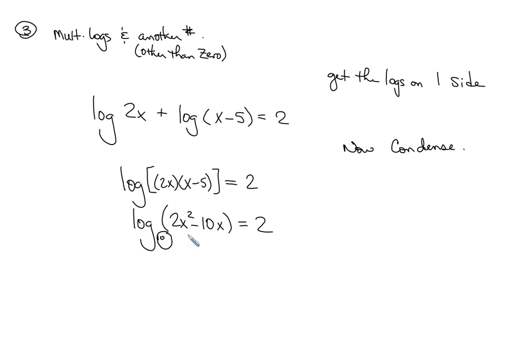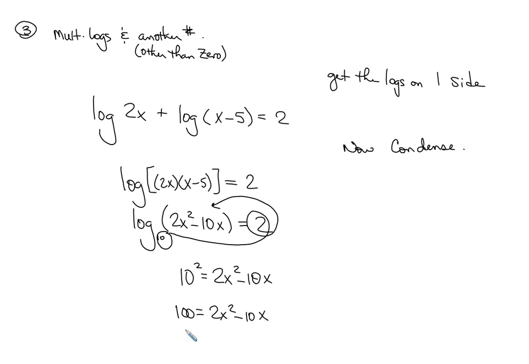What's the base here? 10. So this gives us 10 to the what? So 10 squared equals 2x squared minus 10x. That gives us 100 equals 2x squared minus 10x. That gives us 0 equals 2x squared minus 10x minus 100. Do you guys see I can divide everything by 2 here on both sides? So I'm going to do that to shrink my numbers and make it easier to work with. So that now gives me 0 equals, I'm going to flip everything around so it looks like we're used to seeing it, x squared minus 5x minus 50.